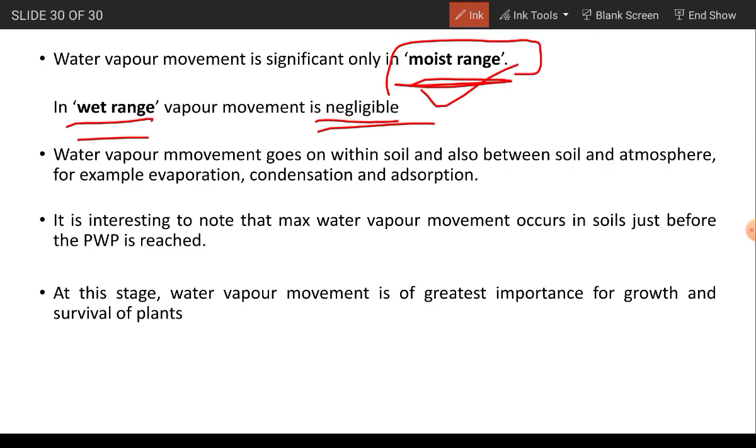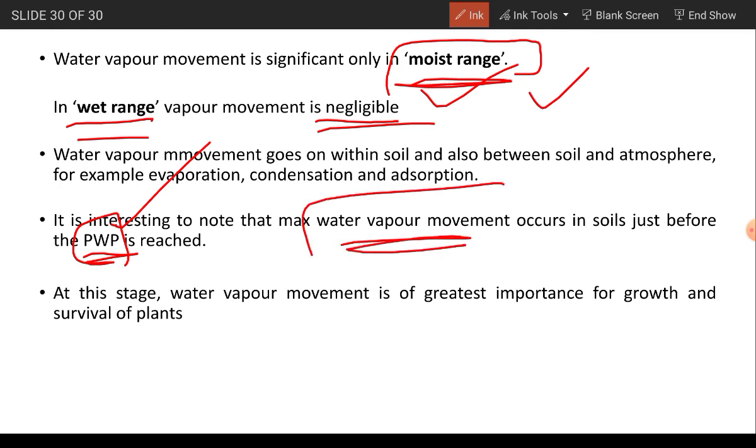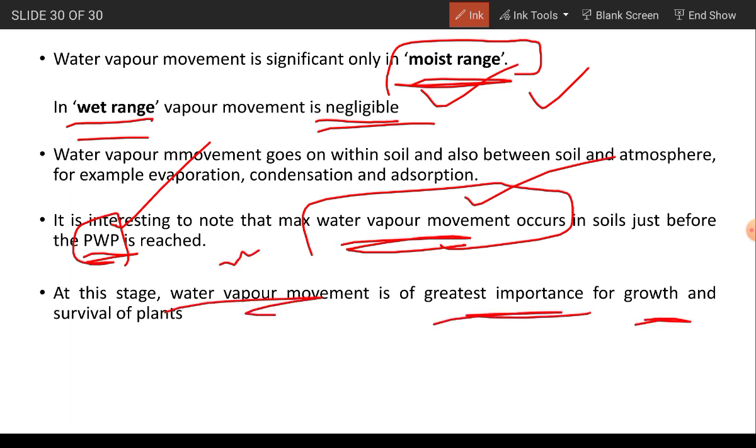It is very interesting to note that maximum water vapor movement occurs in soil just before the permanent wilting point is reached, which is the moist range. At this stage, water movement is of greater importance for the growth and survival of the plant. At the ultimate wilting point, the plant dies.